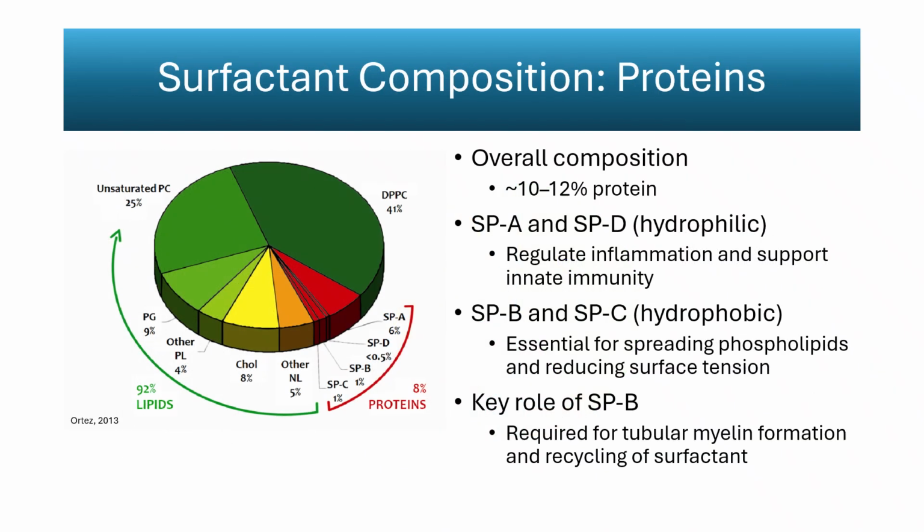Surfactant proteins account for only 10 to 12% of the mixture, yet they are essential. SPB and SPC are hydrophobic and integrate phospholipids into the air-liquid interface, ensuring the film reforms efficiently after every breath. SPB is indispensable for forming tubular myelin and for recycling surfactant. Complete deficiency is incompatible with life.